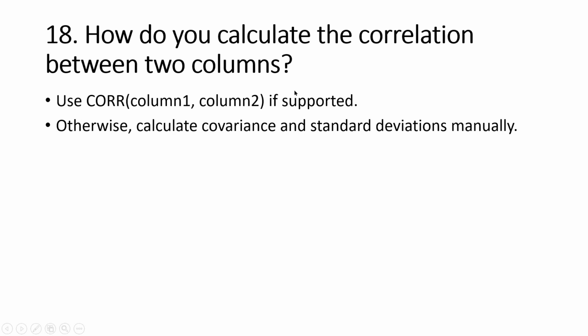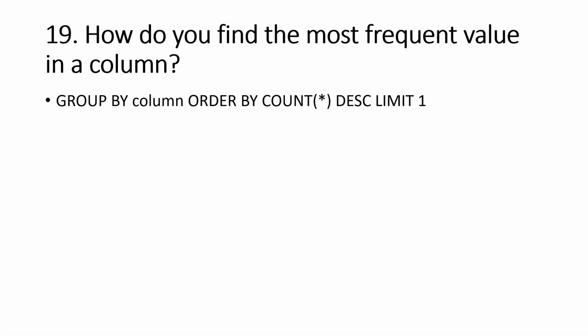How do you calculate the correlation between two columns? So if you have a database which supports the corr function, you can directly use it for calculating the correlation, you just need to specify column 1 and column 2. Otherwise, you need to calculate the covariance and standard deviations manually.